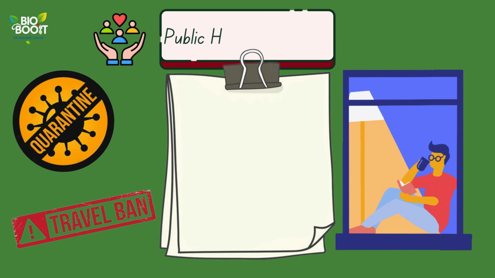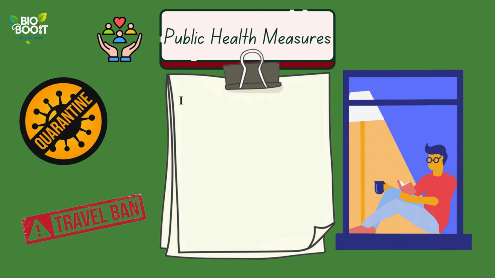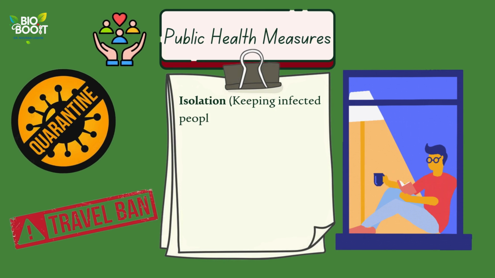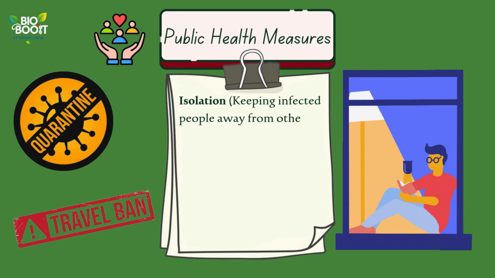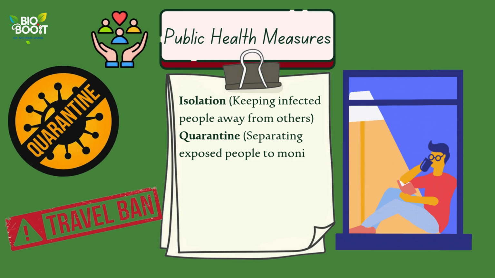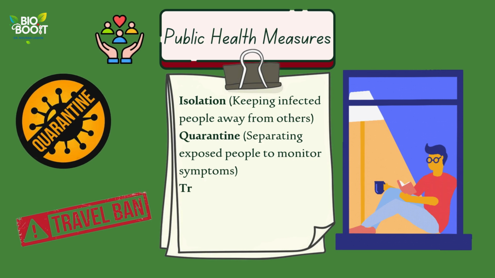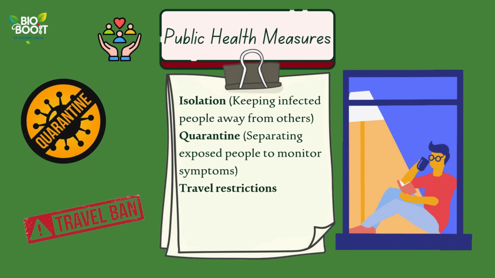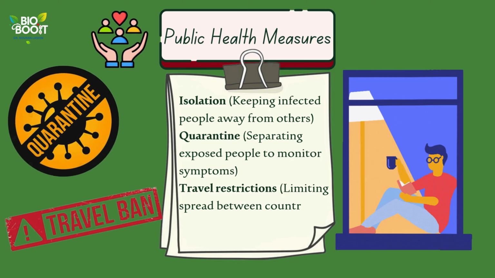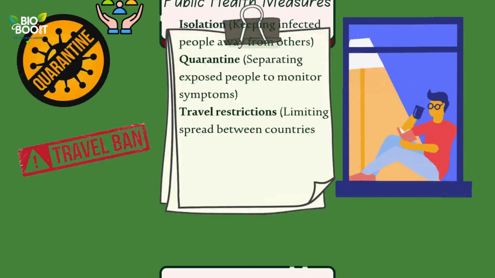Sometimes, we need to work together as a whole community or country to stop a virus. This is called public health. Isolation. If someone is sick, they stay away from healthy people to avoid passing it on. Quarantine. If someone might have been exposed, they stay separate for a while to see if they get sick. Travel restrictions. Limiting travel can help slow a virus's spread across the world.